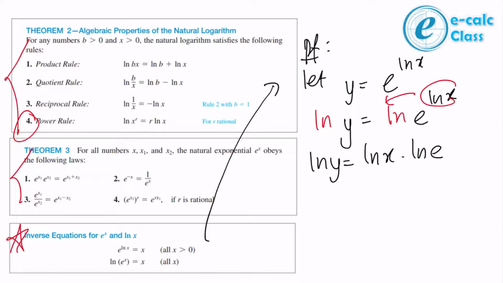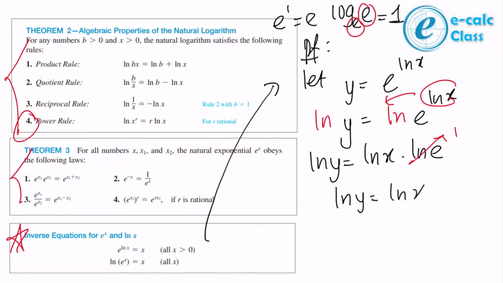And what is ln e? Ln e means log base e of e. And if the argument and the base are the same, it is automatically equal to 1. Why? Because e to the 1 is equal to e. Okay, so the whole thing here will just be multiplied by 1. Hence, ln y equals ln x and y equals x. What is y? y is e to the ln x, which equals x. End of proof. Okay, so this is very useful.